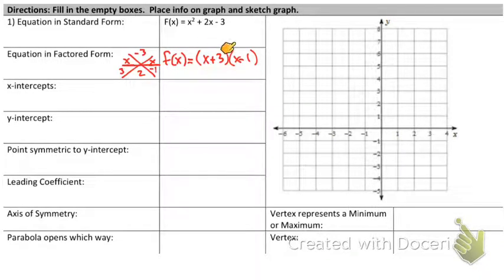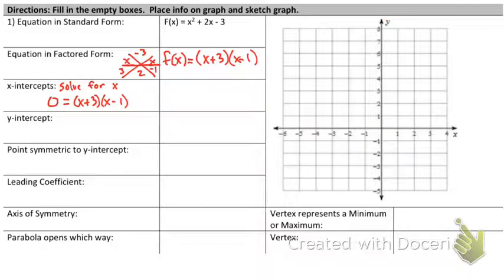Now we're going to use factored form to find our x-intercepts. So in other words, x-intercepts just means we need to solve for x. To do that, we're going to take our factored form. Instead of equaling it to f of x, we're going to equal it to 0. So our equation looks like this: 0 equals x plus 3, x minus 1.